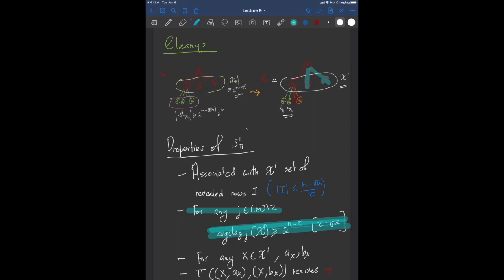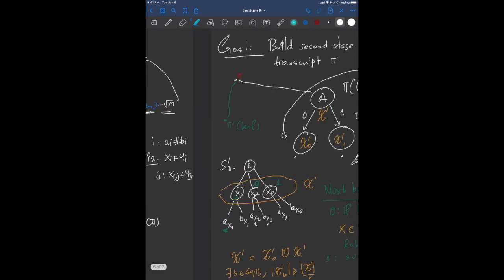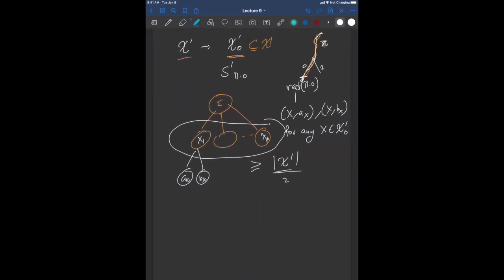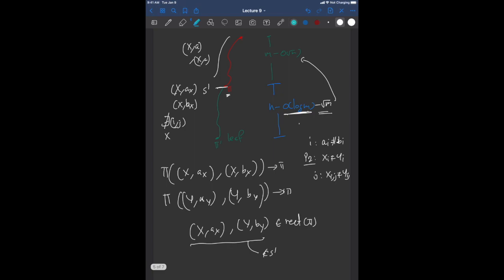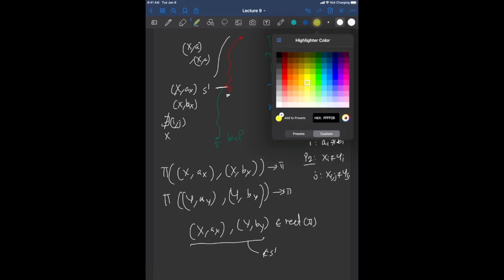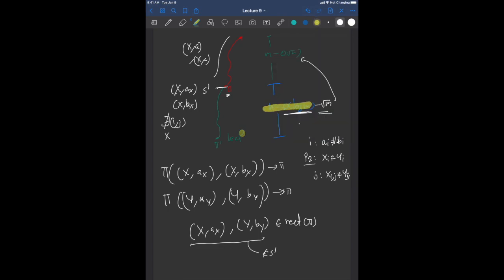So what are we going to use here? What's the length of our second stage? The length of our second stage is exactly this number: n minus order log m minus another square root m bits. After that many bits of communication, we want to say that in every unrevealed row there are quite a number of bits that are not known to both the players.